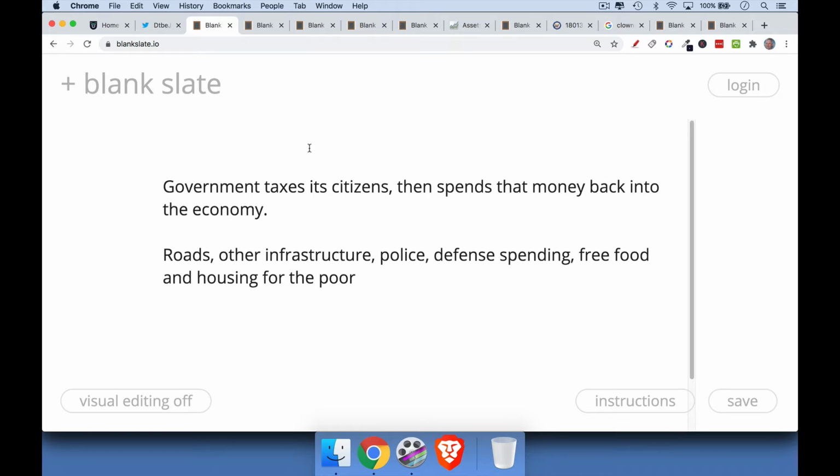Hopefully have good police who are doing their job well, defense spending, defending the country from outside enemies, and then helping those who cannot earn enough money on their own. So free food and housing for the very poor. So this would be the most basic version where just government taxes are spent into the economy. And taxes are basically what make up most of the government budget.